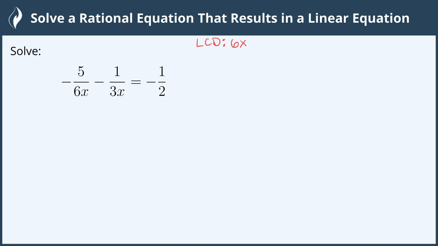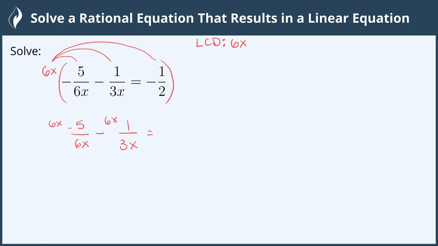So now that we have the lowest common denominator, we will multiply the entire equation by the lowest common denominator. This means that I need to multiply it with the distributive property, so we will multiply it to every single term. So we get 6x times the negative 5 over 6x, and then 6x times the second term, the 1 over 3x, and 6x times the 1/2 on that side.